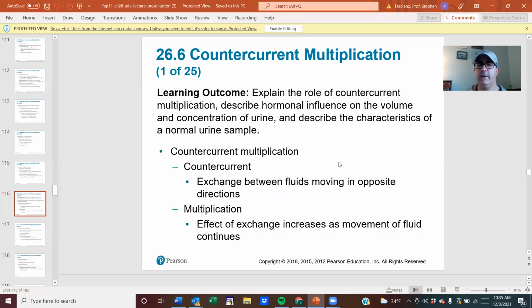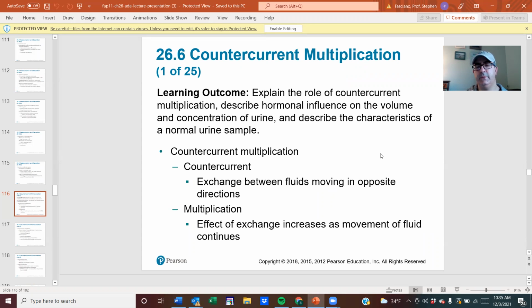So let me go ahead and share my screen, and we can start talking about countercurrent multiplication. Countercurrent multiplier, a lot of times it's called. So within the nephrons, right? We said there's millions of nephrons in each kidney, and that's where the actual filtration takes place. There is this thing called countercurrent multiplication.